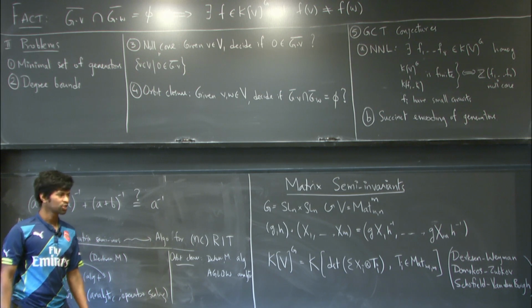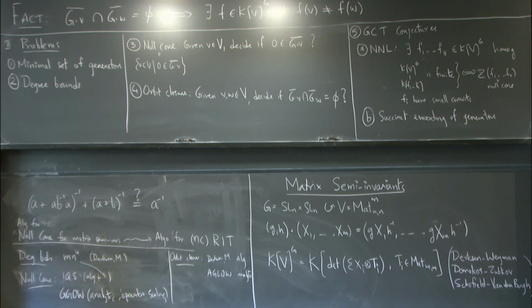So what I want to say is that we don't understand exactly how this problem of degree bounds is connected to all these algorithms, but it just so happens that whenever you have good degree bounds, you happen to get good algorithms. Okay, so that's the punchline.